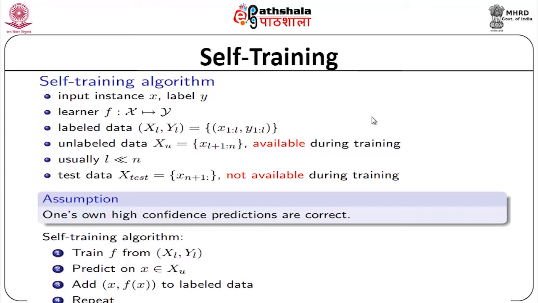So, one's own high confidence predictions are correct. The self training algorithm will predict and add to the labeled data set those which you feel are highly confident. How do you decide that? There are many methods in which this is decided.